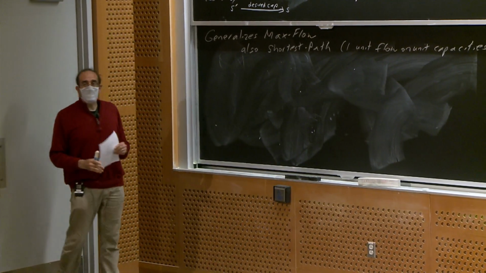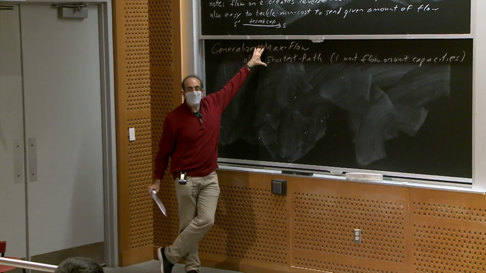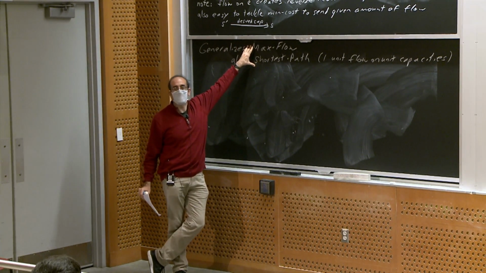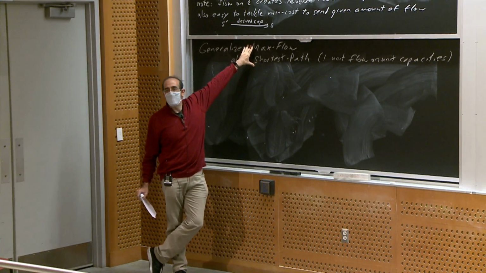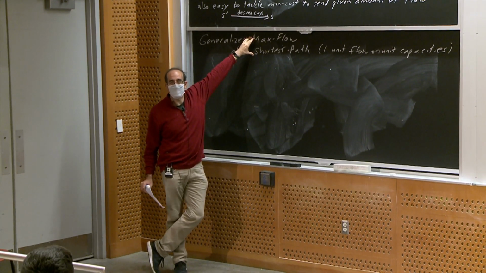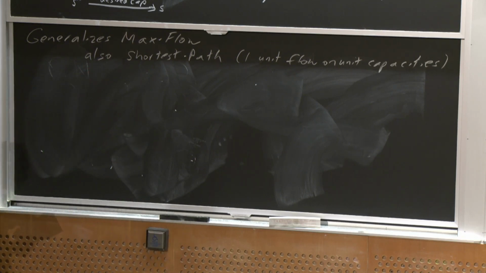So it generalizes these two problems, and by the time we finish looking at min-cost flow, we'll see that it actually is basically just the exact combination of these two problems. That min-cost flow is max flow with shortest paths, if you understand it the right way. But we're going to have to develop some machinery in order to see that.